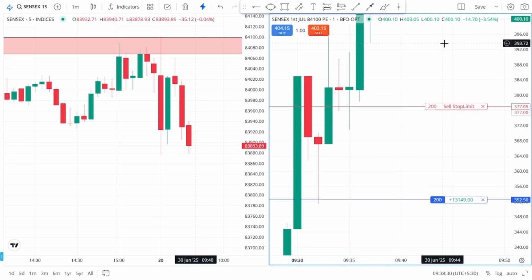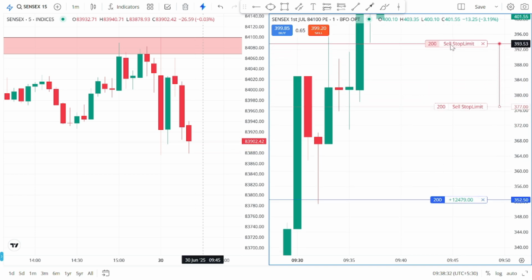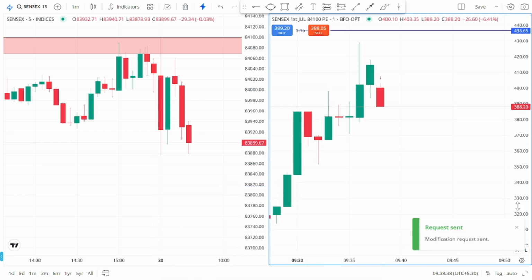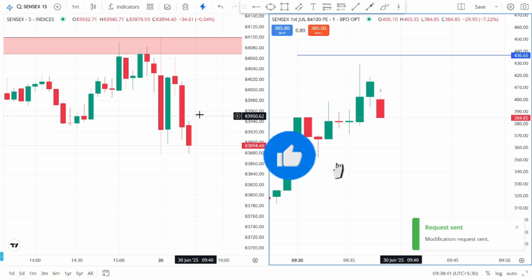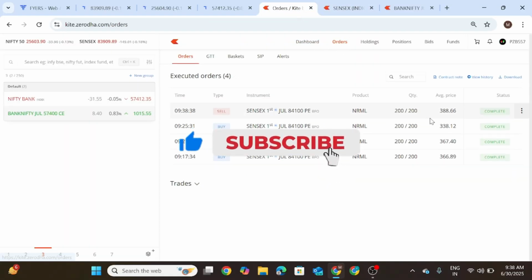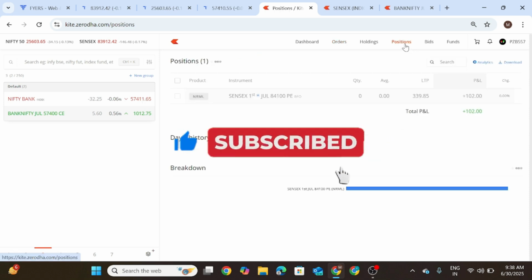Okay, you can see the market went upside and that's why I'm trying to update our trail SL. Okay, our trail SL got hit, that's why I exited. So very clear, as I said, we achieved our 50 points, that's why I exited, and maybe the market turns bullish. That's why these are the order books and this is the position.